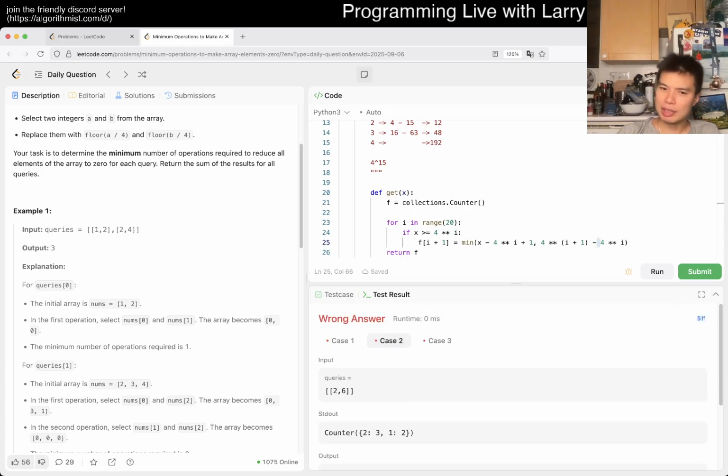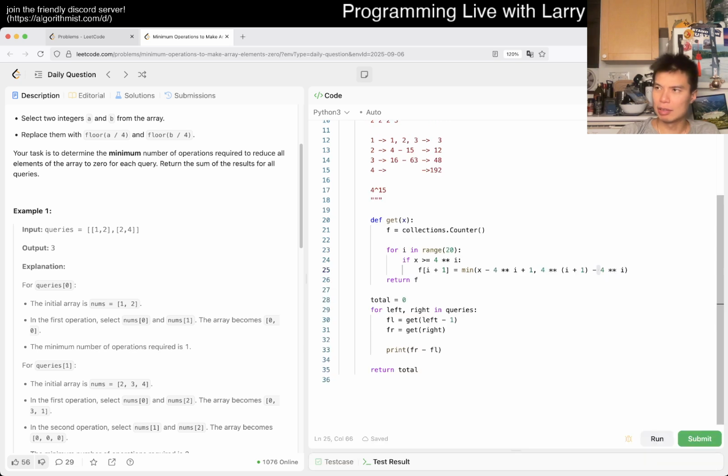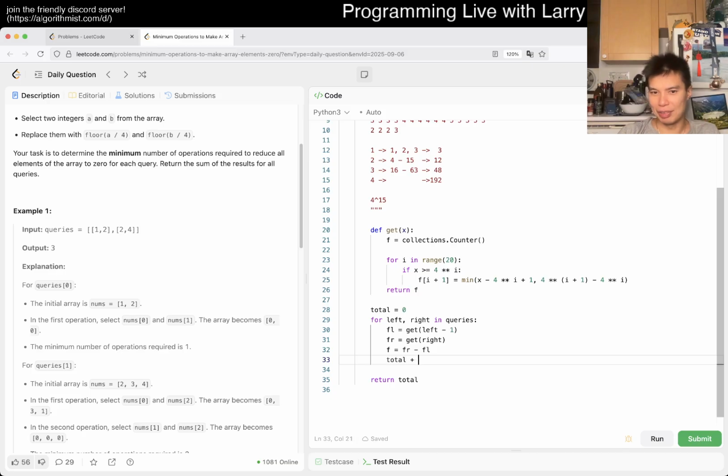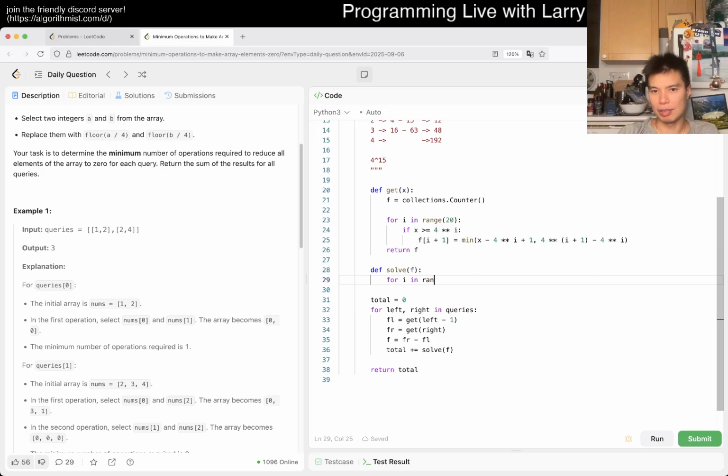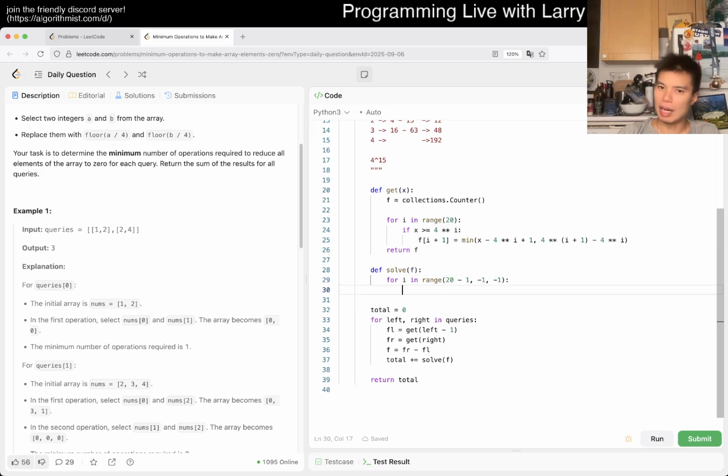Okay, now, because there are only 15 numbers, I think now we can do greedy, right? Maybe I was just reading slow. Okay, so then now we have f is equal to this. And then total, let's just say we call it south of f, and basically we want to say for I in range of 20 minus 1, right? So then now we carry.